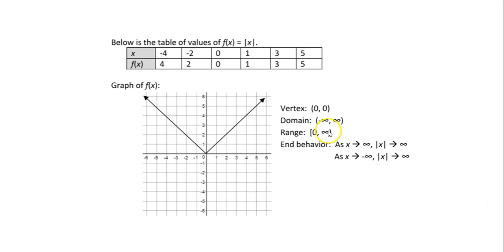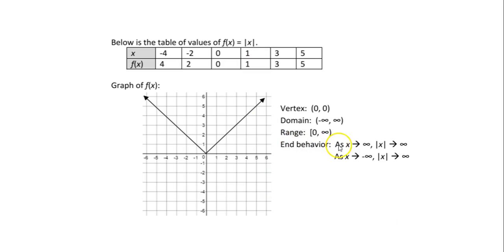What comes out, however, the range of the absolute value function, is from 0, and 0 is included because you can get 0 out, all the way up to infinity. So these are, again, the positive numbers. You will always only get a positive number out of the absolute value function. You can never get a negative number out of the absolute value. Everything that comes out will be positive.